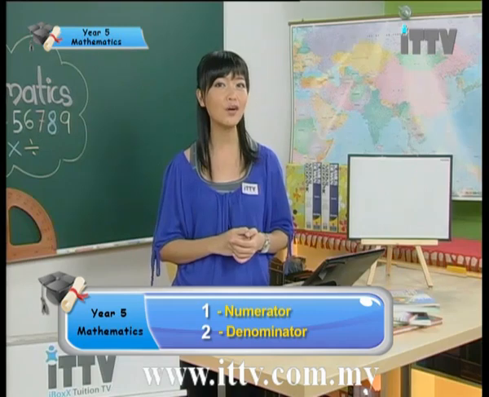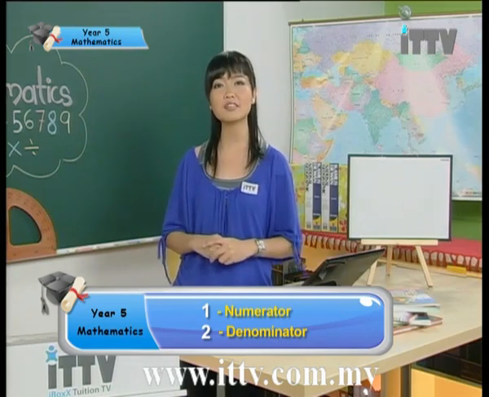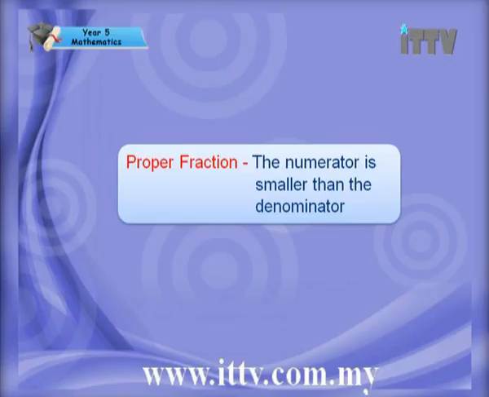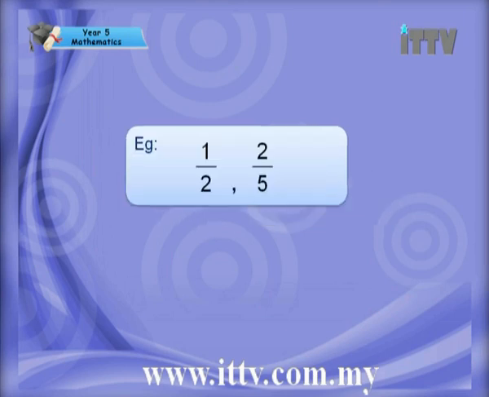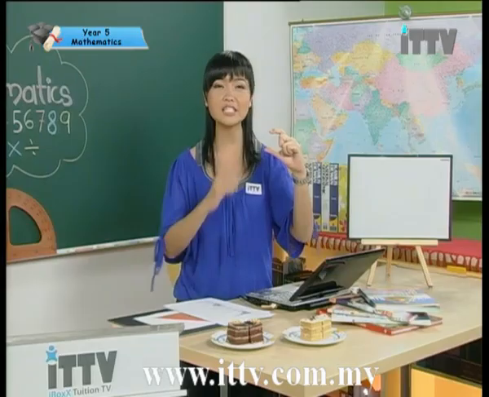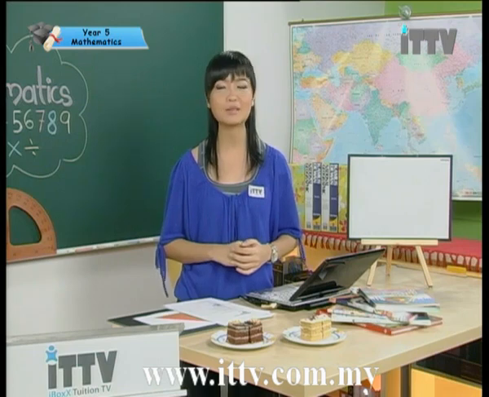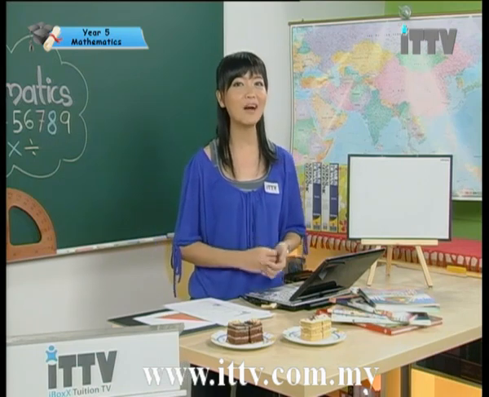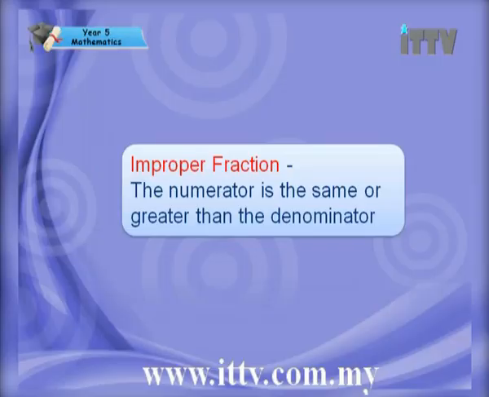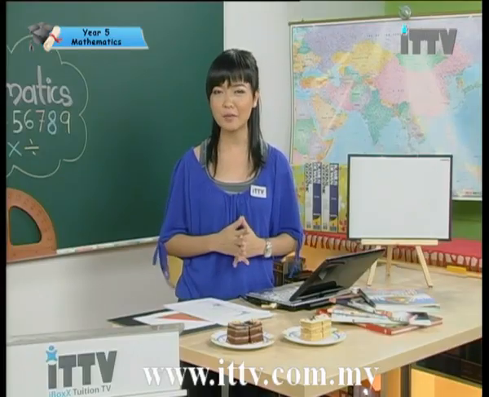In Year 4, you have learned about proper fractions. Now, proper fractions are fractions where the numerator is smaller than the denominator. For example, 2 over 5 or 3 over 7. Yeah? Numerator is smaller than the denominator. Today, we will be learning about improper fractions. Fractions whereby the numerator is the same or bigger than the denominator. Let me show you some examples.